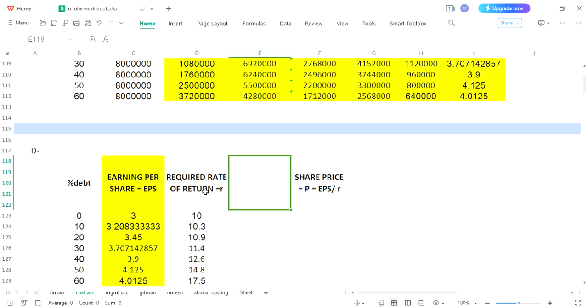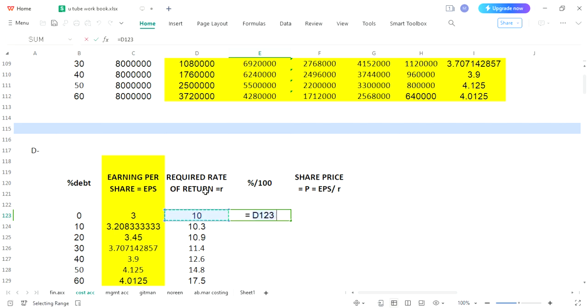Percentage would be calculated by percent divided by 100. It's a simple thing. This is 10, and when you want to calculate the percentage, you divide it by 100. So what we get is 0.1. In a similar way, you will do the same, and I am taking a copy.